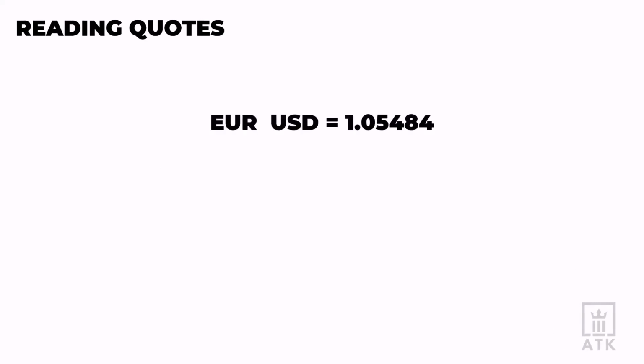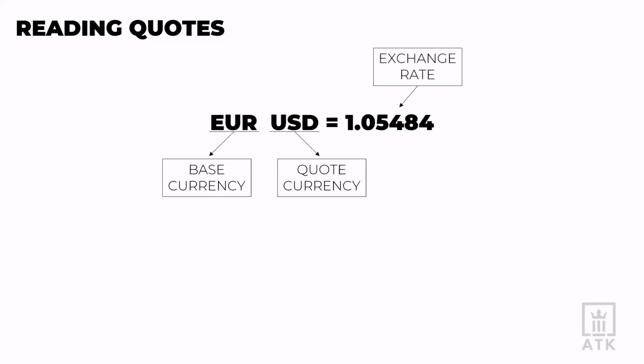As an example, Euro USD as a quote may be quoted as 1.05484. What that quote says is, well, first of all, what's made up is, first you have the base currency. So whatever currency is in front is the base. Whatever currency is behind is the quote. And this right here is very important while we're trading. What's in front and what's behind, the base and the quote.